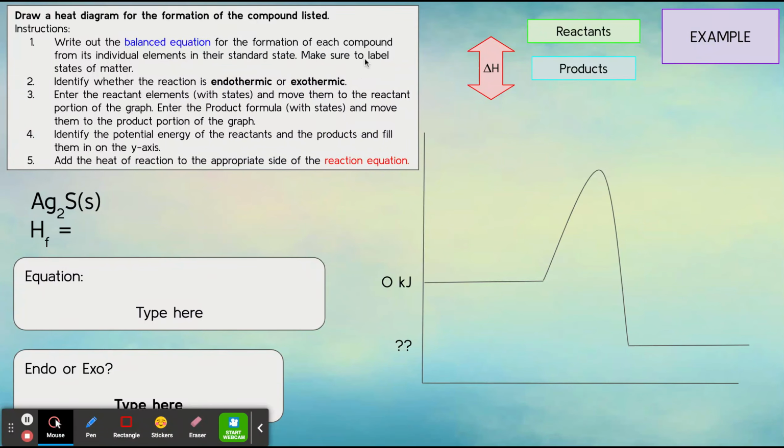Okay, and we're going to make sure to label the states of matter. Then, based off of its heat of formation that we're going to get from our reference table, we're going to identify whether it is endothermic or exothermic. And then we're going to graph the formation of silver sulfide as a heat diagram. We're going to show the potential energy of the reactants and products and what my delta H is, okay?